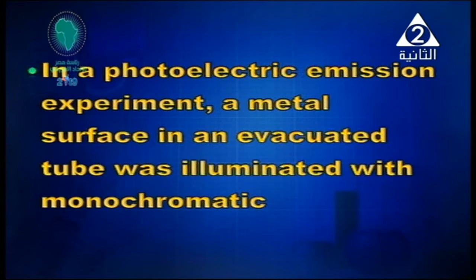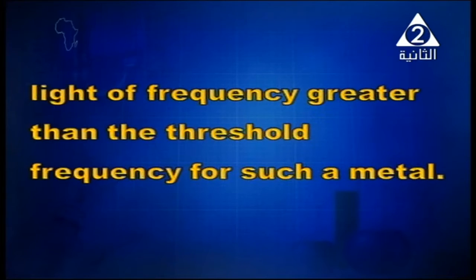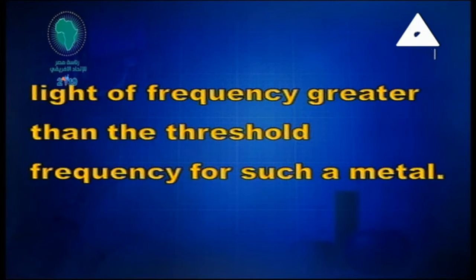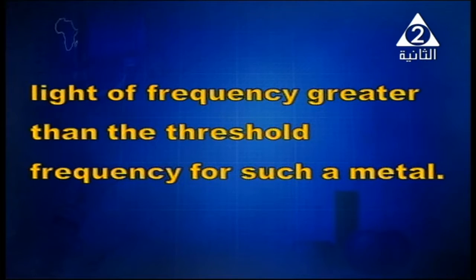In a photoelectric emission, okay, your attention, we've got a very important question. In a photoelectric emission experiment, a metal surface in an evacuated tube was illuminated with monochromatic light of frequency greater than the threshold frequency. This means the incident radiation is capable of ejecting electrons. Why? Since the frequency of the incident radiation is greater than the threshold frequency for such a metal.